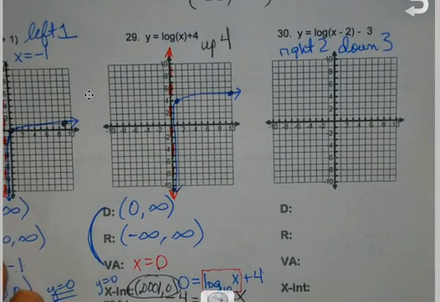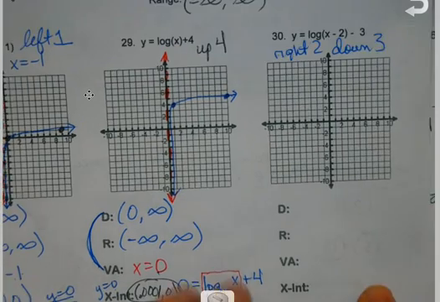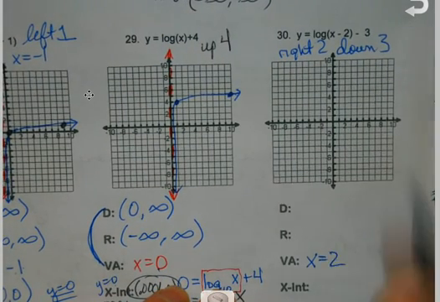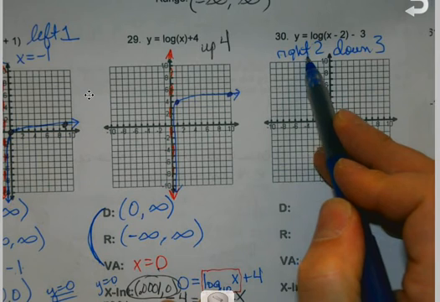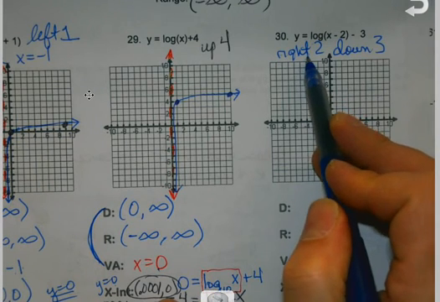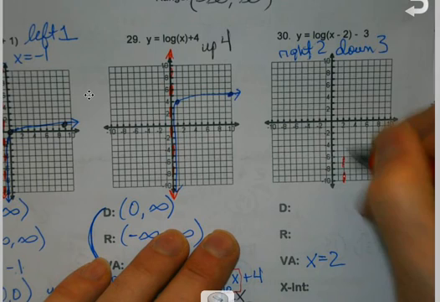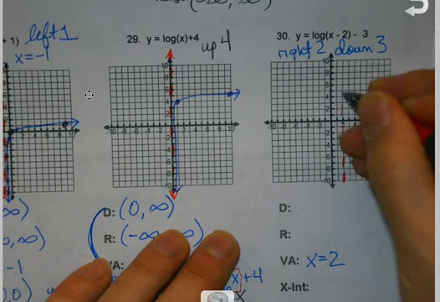Where's my vertical asymptote going to be? At 2. Because again, my asymptote's going to move with left and right shifts. Up and down shifts don't do anything to my asymptote.